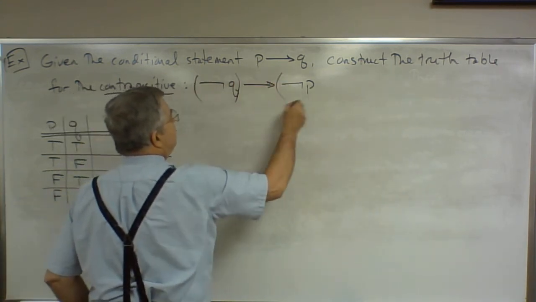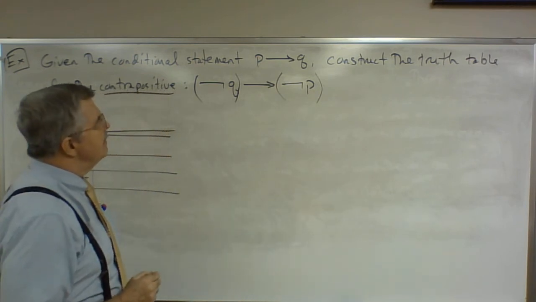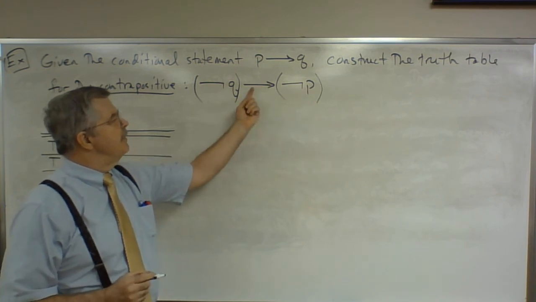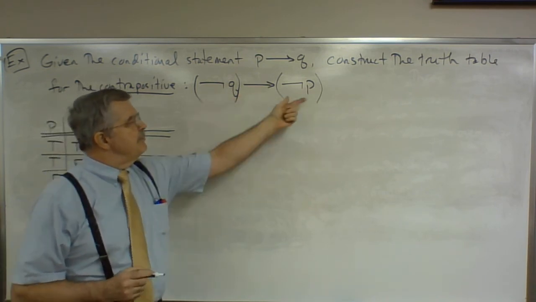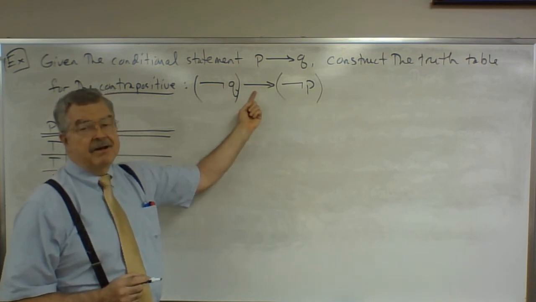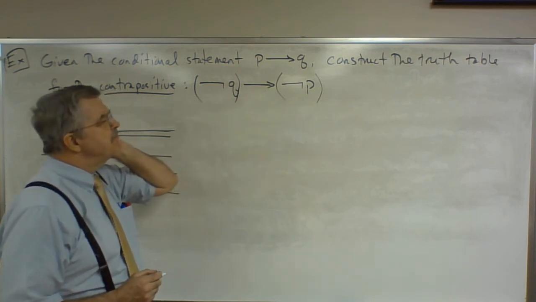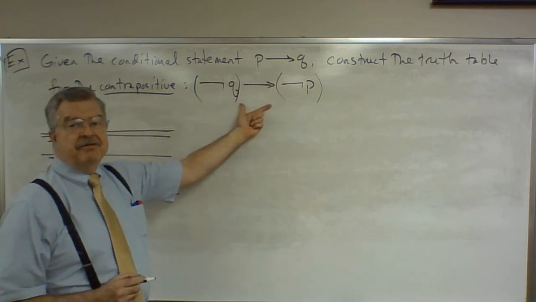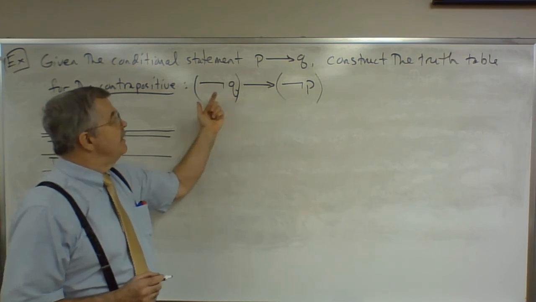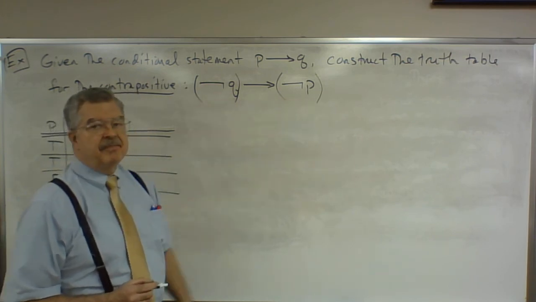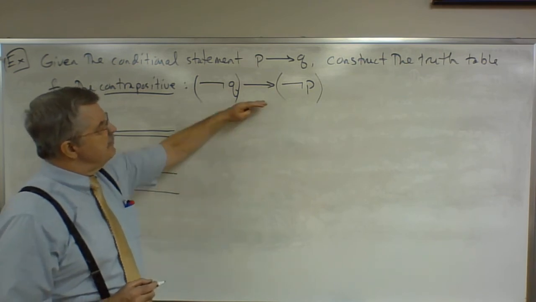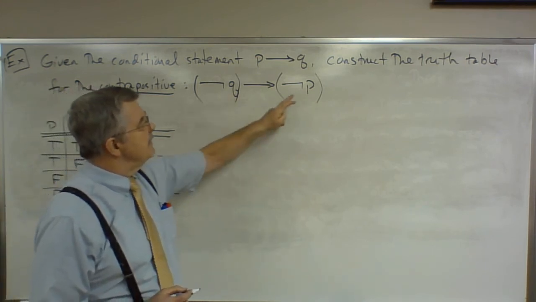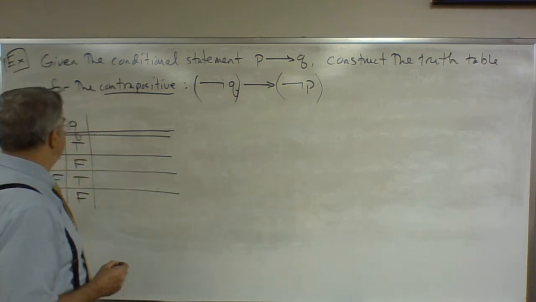Just so that we don't misapply anything, let's put parentheses around the not Q and the not P, so we know that we do what's in the parentheses first, and then we apply the conditional statement operator. So, in the broadest sense, this is a conditional statement involving not Q and not P. To get the truth values of this statement, first we have to get the truth values of not Q and the truth values of not P.